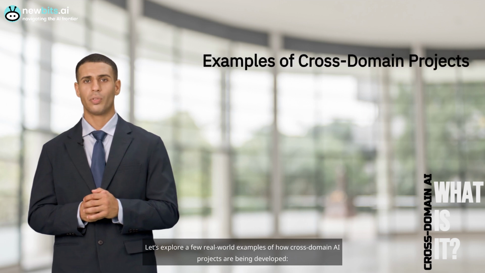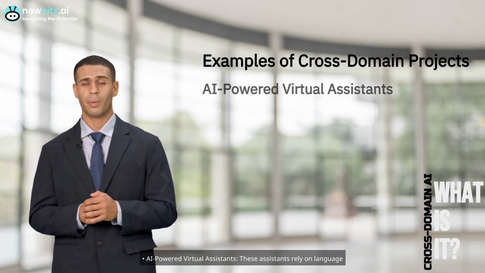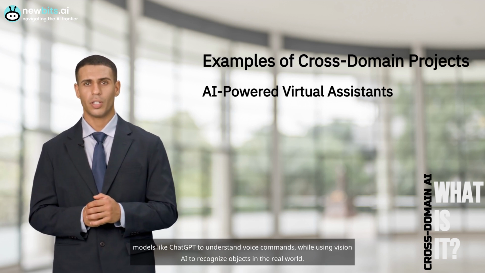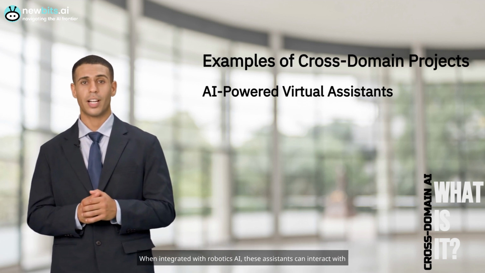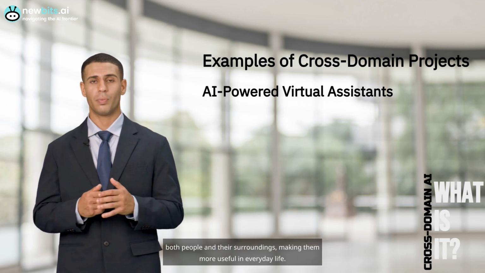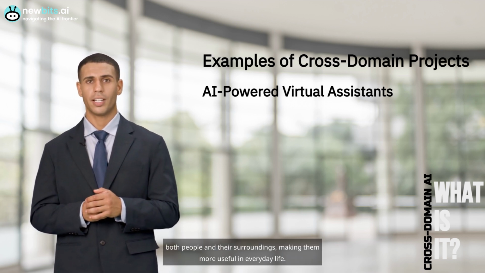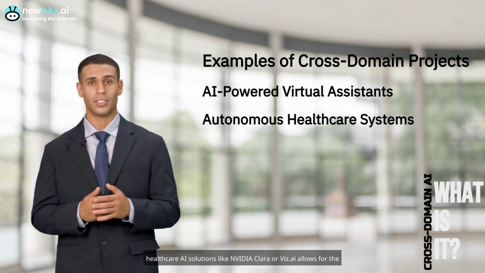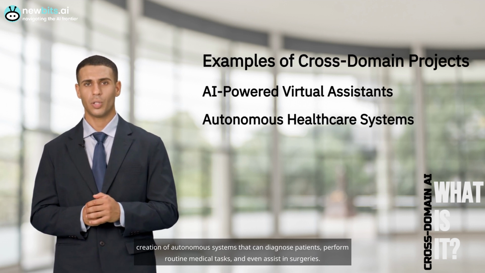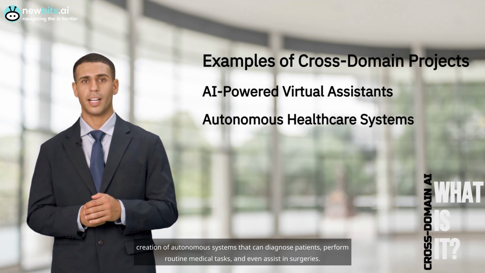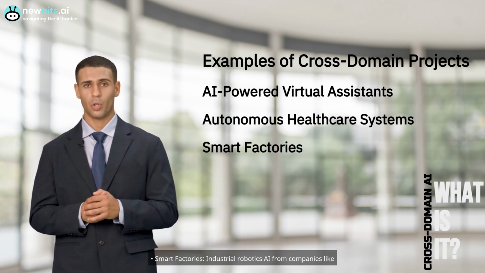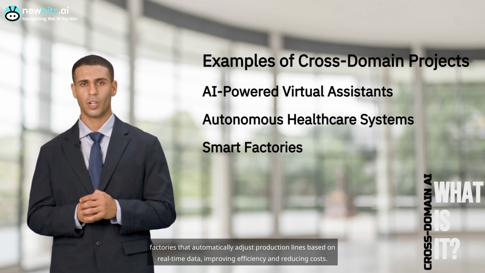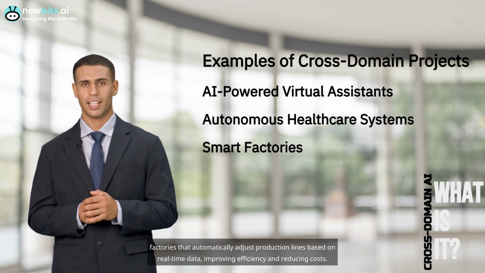Let's explore a few real-world examples of how cross-domain AI projects are being developed. AI-powered virtual assistants. These assistants rely on language models like ChatGPT to understand voice commands, while using vision AI to recognize objects in the real world. When integrated with robotics AI, these assistants can interact with both people and their surroundings, making them more useful in everyday life. Autonomous healthcare systems. Combining robotics AI with healthcare AI solutions like NVIDIA Clara or Viz.ai allows for the creation of autonomous systems that can diagnose patients, perform routine medical tasks, and even assist in surgeries. Smart factories. Industrial robotics AI from companies like Covariant can be integrated with data analytics tools to create smart factories that automatically adjust production lines based on real-time data, improving efficiency and reducing costs.